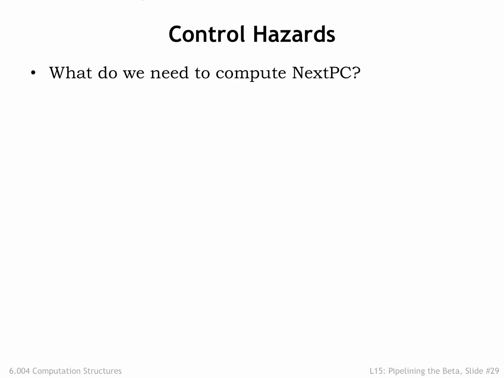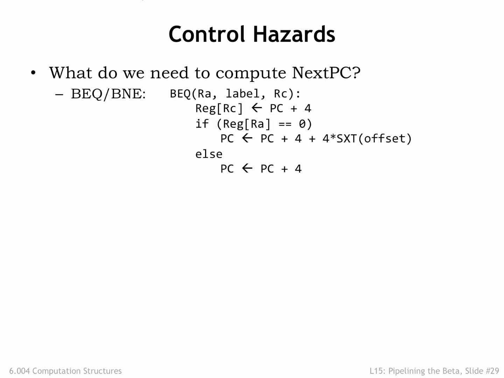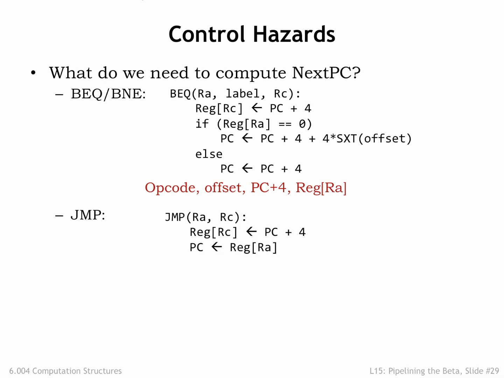How does the unpipelined implementation determine the next instruction? For branches, BEQ or BNE, the value to be loaded into the program counter depends on 1. The opcode, in other words, whether the instruction is a BEQ or BNE, 2. The current value of the program counter, since that's used in the offset calculation, and 3. The value stored in the register specified by the RA field of the instruction, since that's the value tested by the branch. For jump instructions, the next value of the program counter depends once again on the opcode field and the value of the RA register.